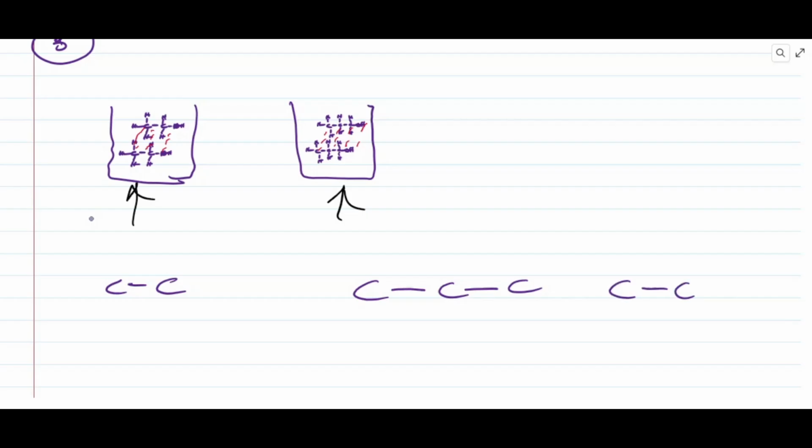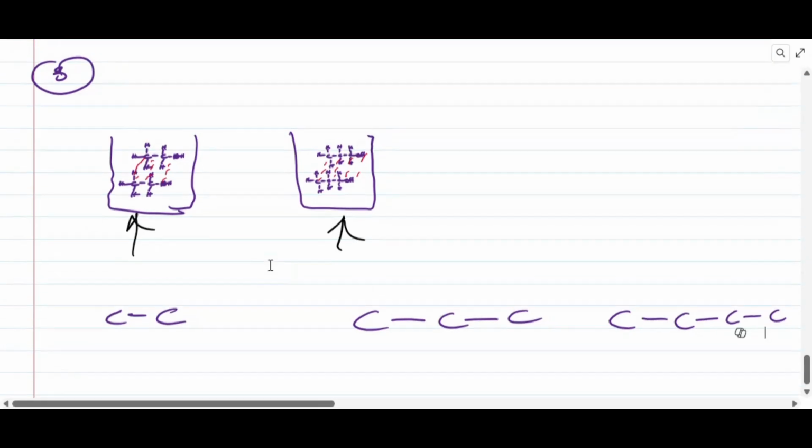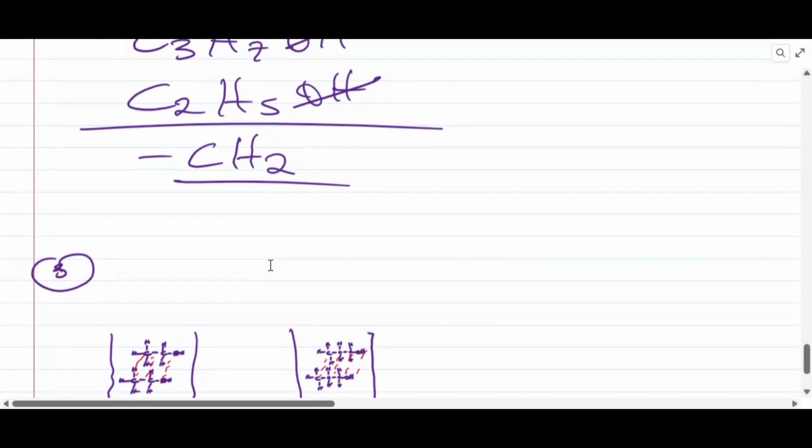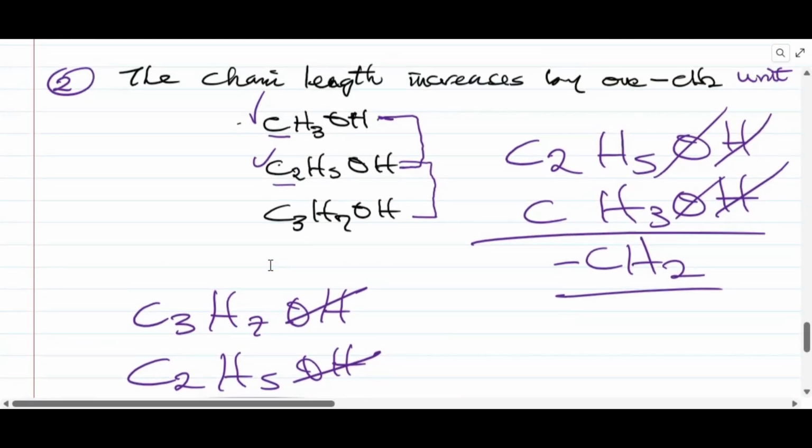The next one is going to be something like this. So as the chain length increases, the boiling point and the melting point increase at the same time, and also the viscosity increases, and at the same time flammability, is it going to increase or decrease? Flammability will decrease as the chain length increases. So that is the properties of homologous series.